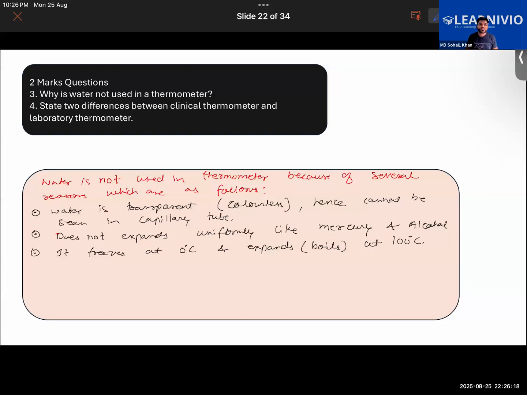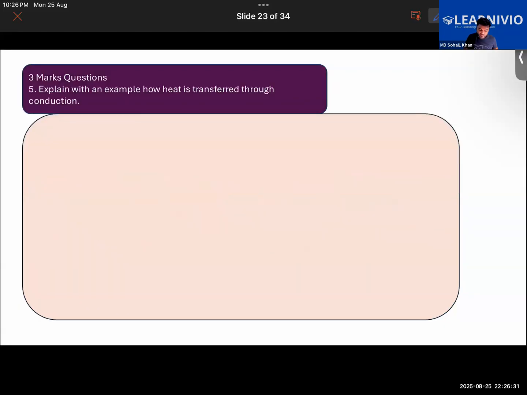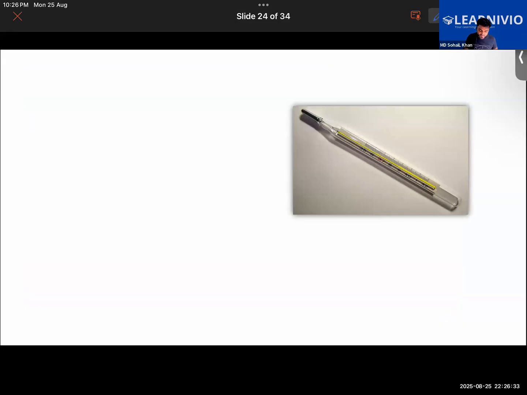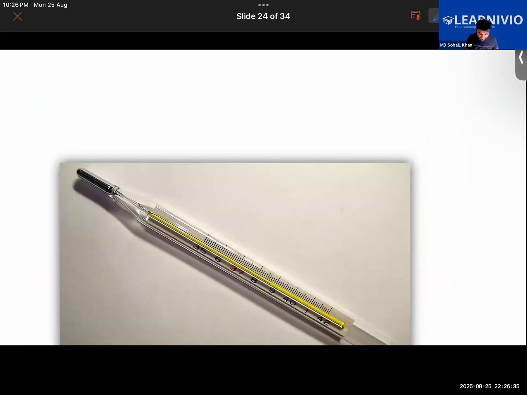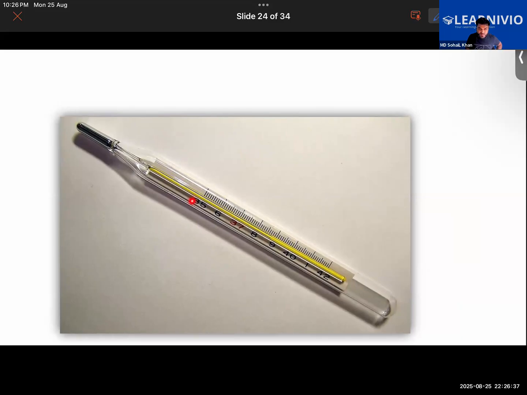I know for laboratory thermometer, it's negative 10 degrees to 110 degrees. Yeah, that's correct. Halima, answer for the clinical thermometer. Clinical thermometer, it is 35 degrees to 42 degrees. Yeah, that is from 35 to 42. As you guys can see here, that's from 35 to 42 degrees Celsius.